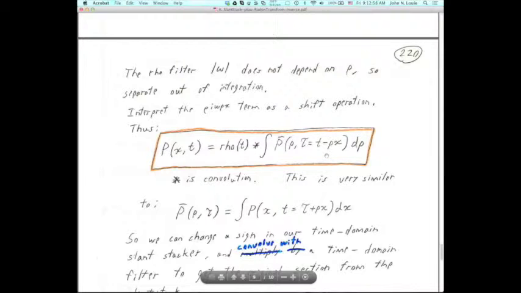So we remember how we could express the NMO correction as a matrix multiplication. We can also express the slant stack and the adjoint slant stack as a linear matrix multiplication. Okay, so that's what this integral is. You can see that it's extremely similar to the forward slant stack. Just change the sign in here, and take p and tau as the input instead of x and t.